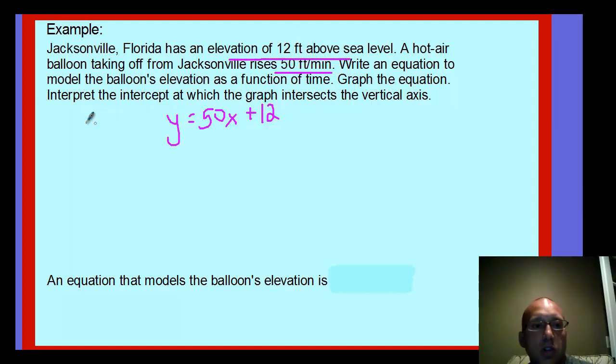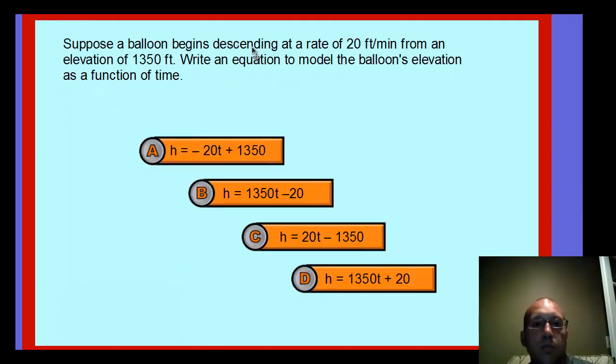Then it says graph the equation, and interpret the intercept at which the graph intersects the vertical axis. Well, this would be the y-intercept, at 12 feet at time 0. That's how far you are above sea level. And then 50 feet is just the speed at which you increase. So suppose the balloon begins descending at a rate of 20 feet per minute from an elevation of 1350, so we can model this as well. Decreasing at a rate of 20, so our slope is negative 20, and it has a starting value of 1350.